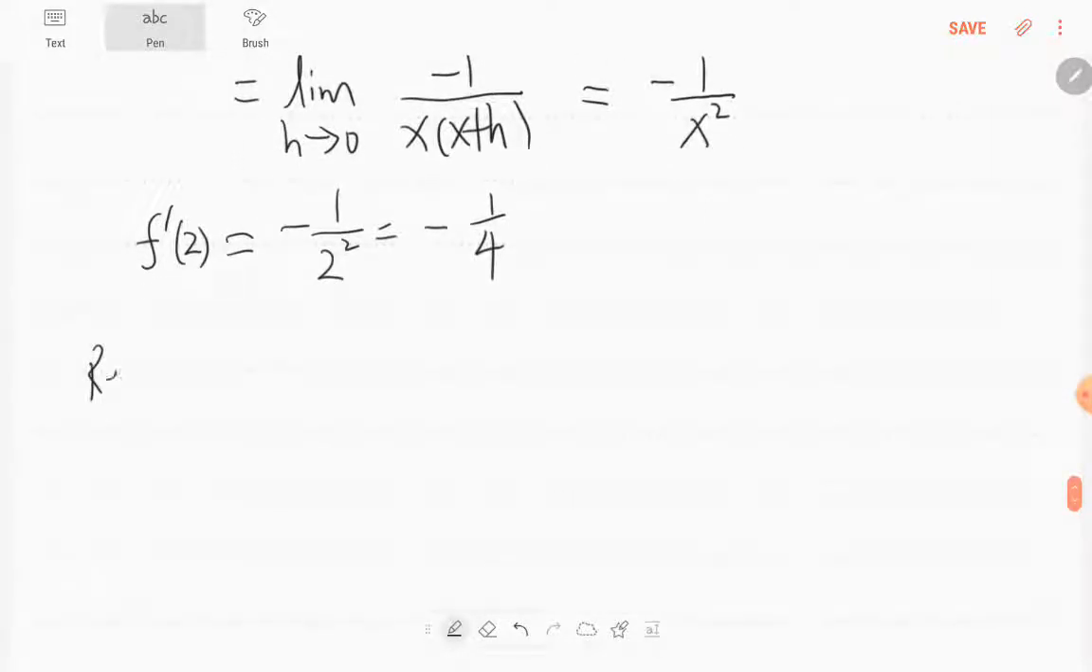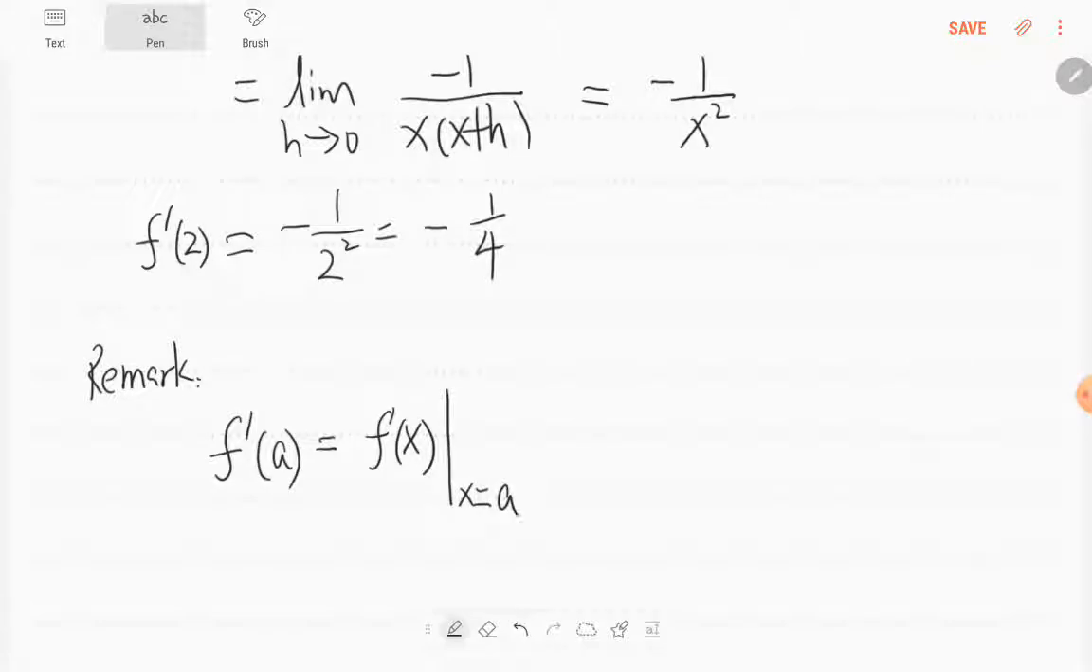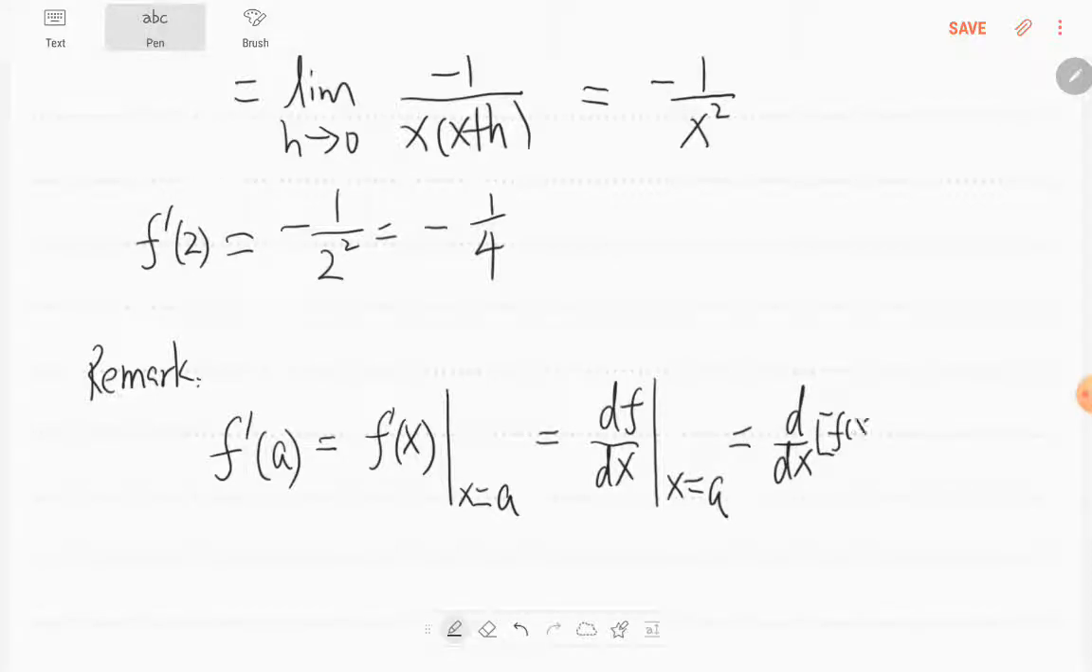Okay, so now let's look at a remark for the notations. When we say f prime of a, that means we take the derivative of f of x, then evaluate at x equals a. If we use different notations for the derivative, it would be df over dx, then we evaluate at x equals a. Or you can see this one would be d over dx of f of x, then plug in x equals a.